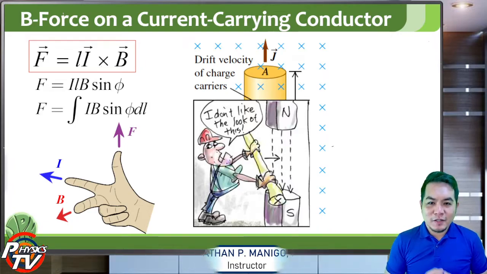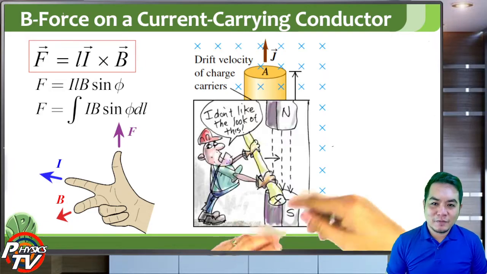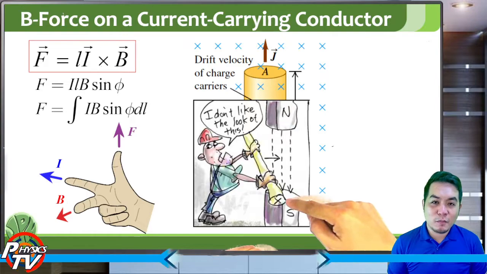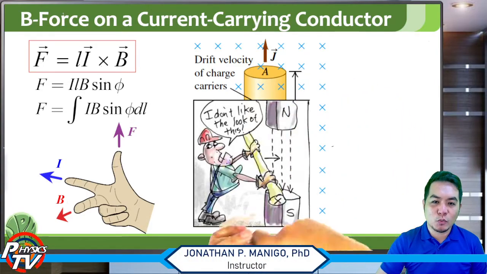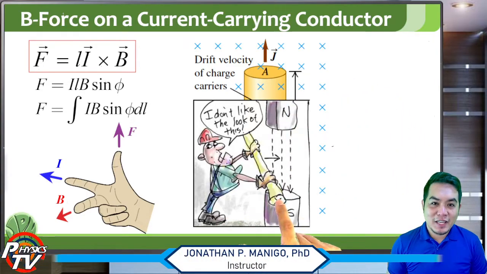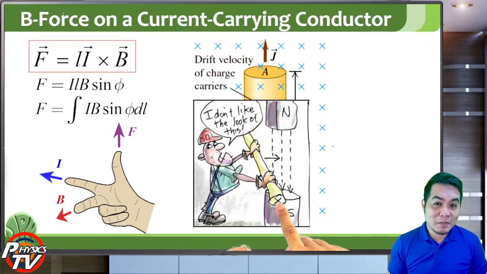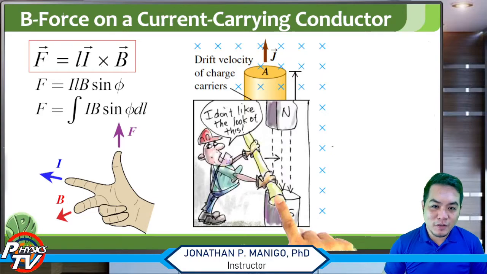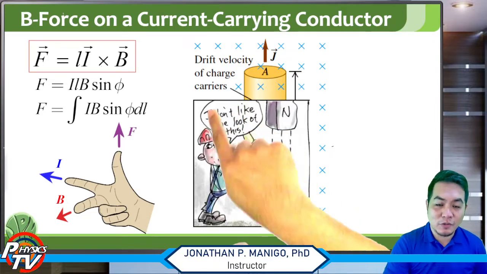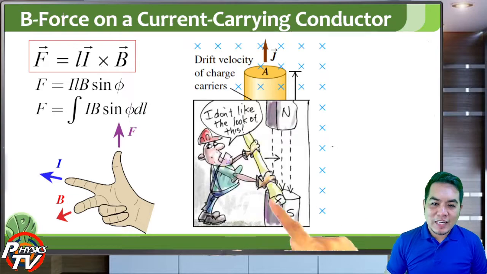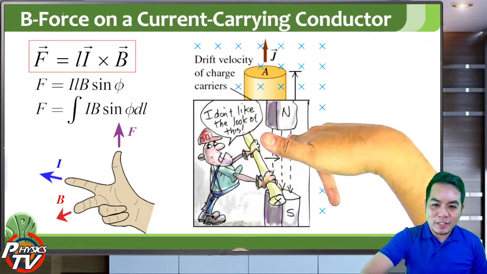Okay, so in this figure, you will notice there's a magnet. There's the north pole of a magnet, south pole of another magnet. Therefore, the magnetic field is downwards. And there's a current in the wire being held by this person here. This is X, meaning the current is flowing into the page. The magnetic field is downward.